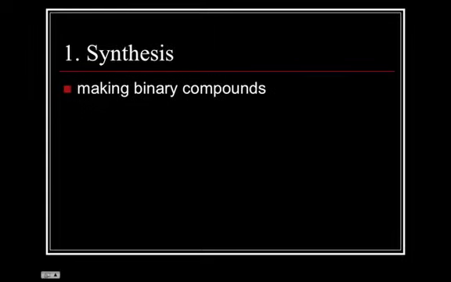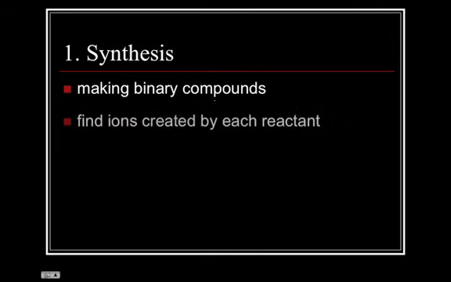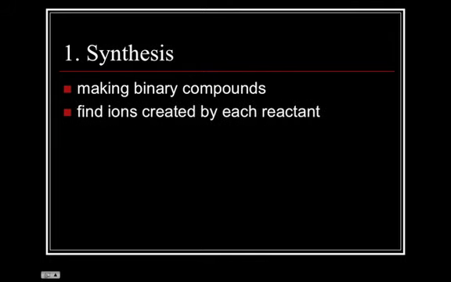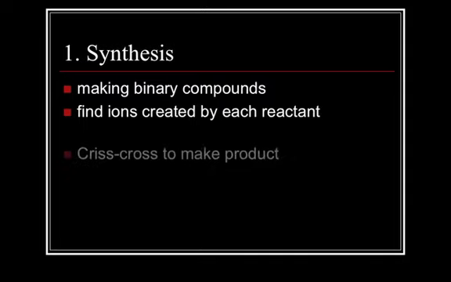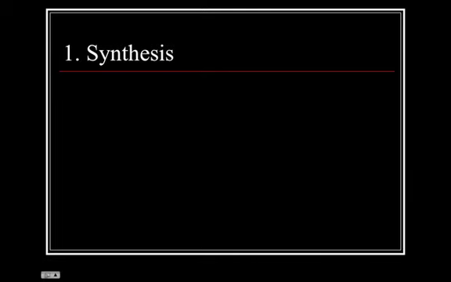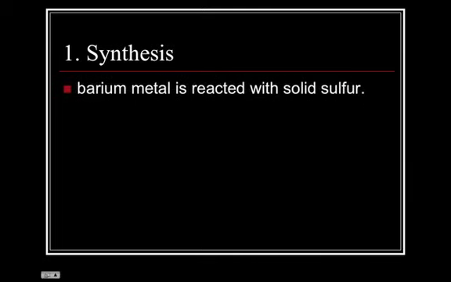We are going to be predicting the products of binary compound synthesis. Basically, all you have to do is look at the elements that are acting as the reactants, figure out what ions are going to be made, crisscross to make your product, and there you go. So here's some examples. Barium metal is reacted with solid sulfur. So barium metal, pure barium, would be Ba, and that, of course, would be a solid, is reacted with plus solid sulfur. Sulfur is one that tends to confuse people because they're like, oh, okay, I just write an S.